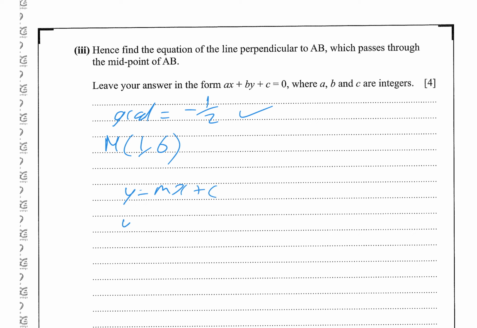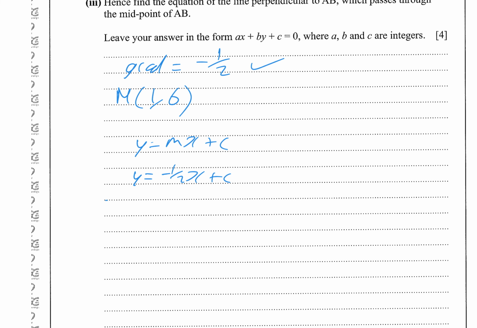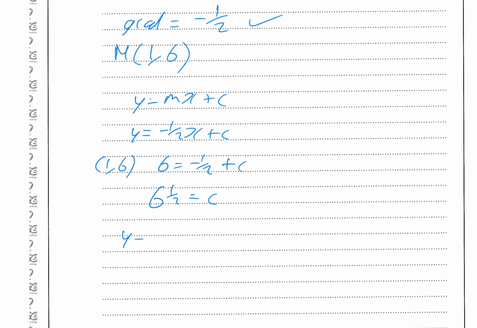We know our gradient is minus a half, so minus a half x plus c, and then we're going to fire in the M, so we're firing in 1/6. 6 then is equal to a half times 1, minus a half, sorry, times 1 was just minus a half, plus c. So we've got 6.5 then equals c. So your y is equal to minus a half x plus 6 and 1/2.